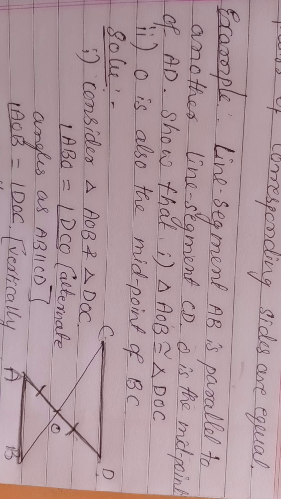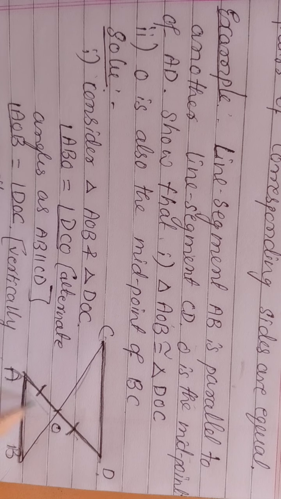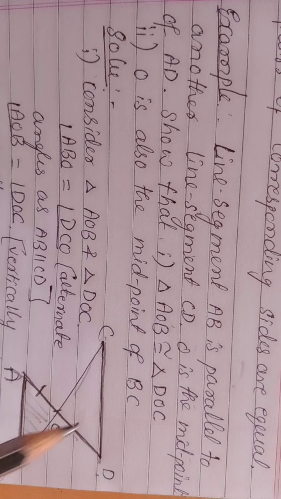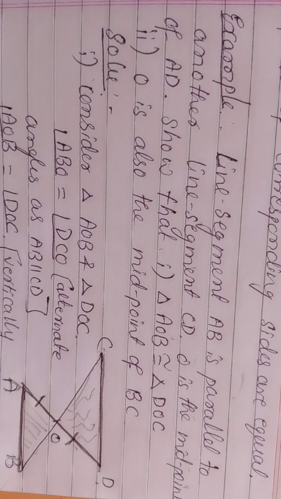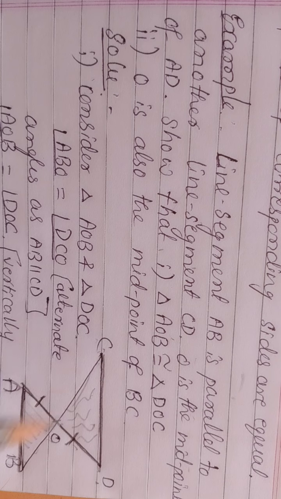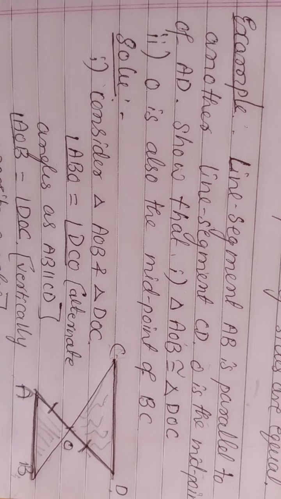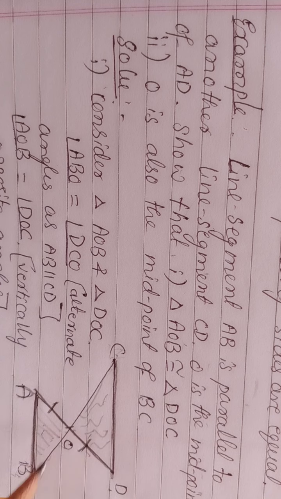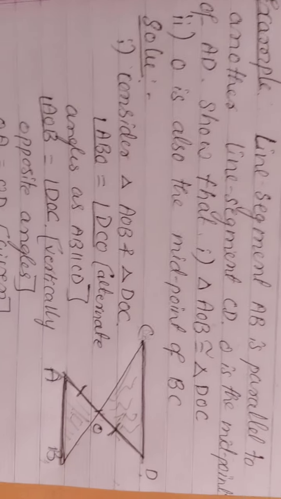Okay. Now, what do you have to show? Triangle AOB. That means you have to join this side also. So, this triangle AOB is congruent to this triangle. Getting? And also O is the midpoint of this side, that is the BC side. These are the two things you have to show. Now, because we have to prove the congruency of these two triangles, you have to consider these two triangles only. Consider AOB and COD only.